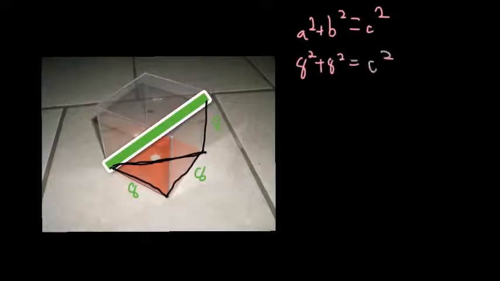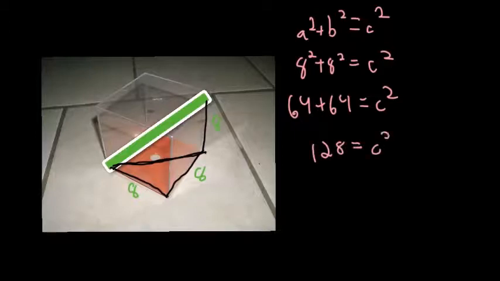So first, a squared plus b squared equals c squared. So I have 8 and 8. So that would be 8 squared plus 8 squared equals c squared. So 8 squared is 8 times 8, which is 64, plus 64 equals c squared. So 64 plus 64 is going to be 128 equals c squared. So I'm going to square root that. So c equals the square root of 128. I didn't find an estimate, and there's a reason for that. So right here we have the square root of 128.